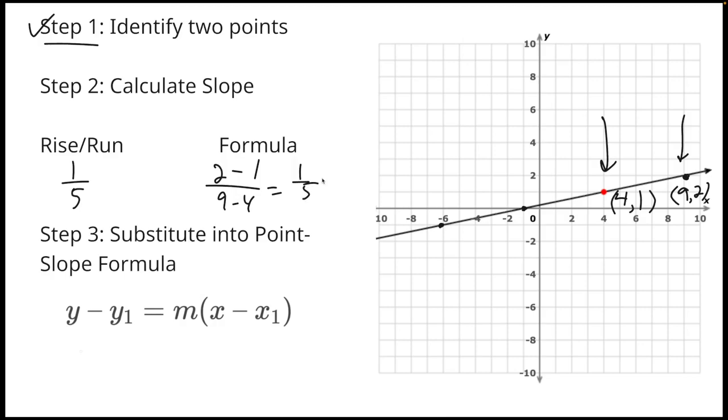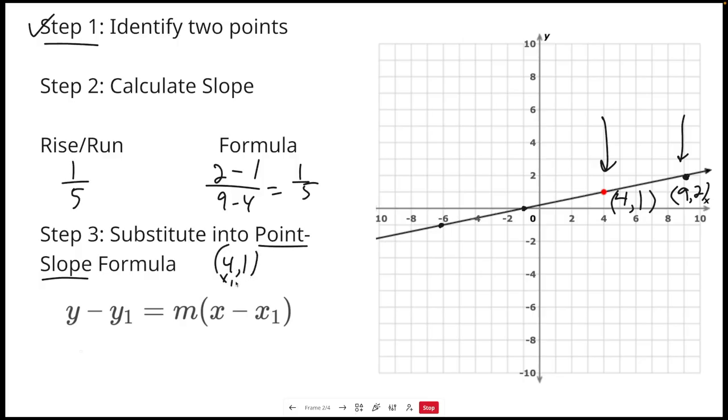Step three, substitute in the point-slope formula. That's this long, ugly looking thing down here at the bottom. Now, it's called point-slope because you need a point and a slope, right? So we just found the slope, okay? Our slope is 1/5. And the point that we're going to use is the red dot, okay? That was our first point. So the point was 4, 1.